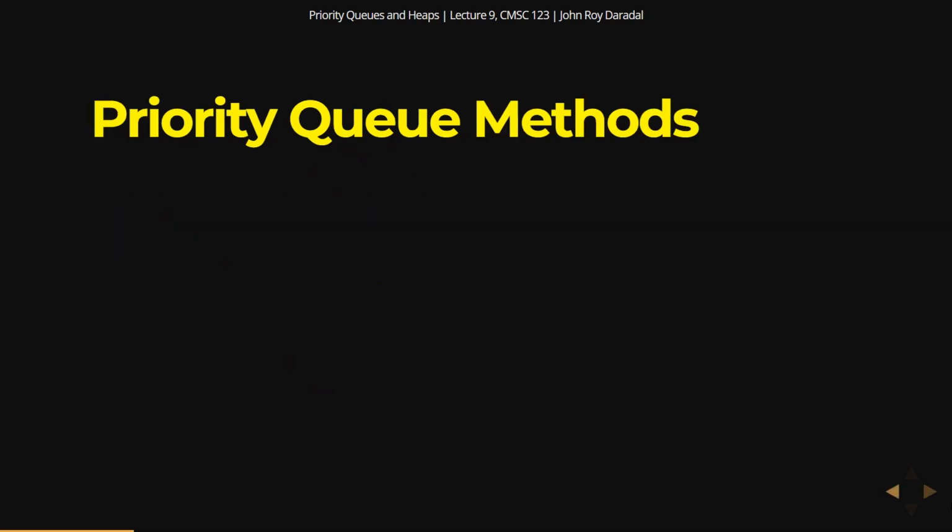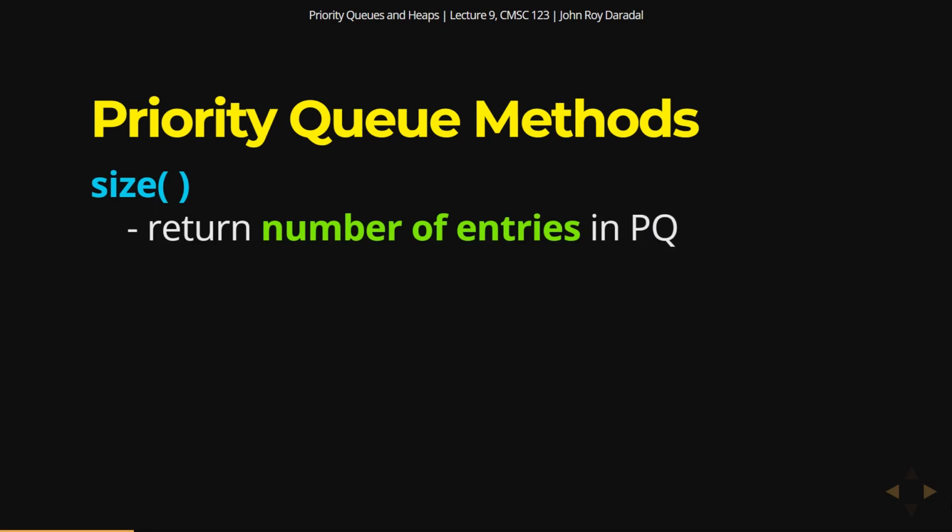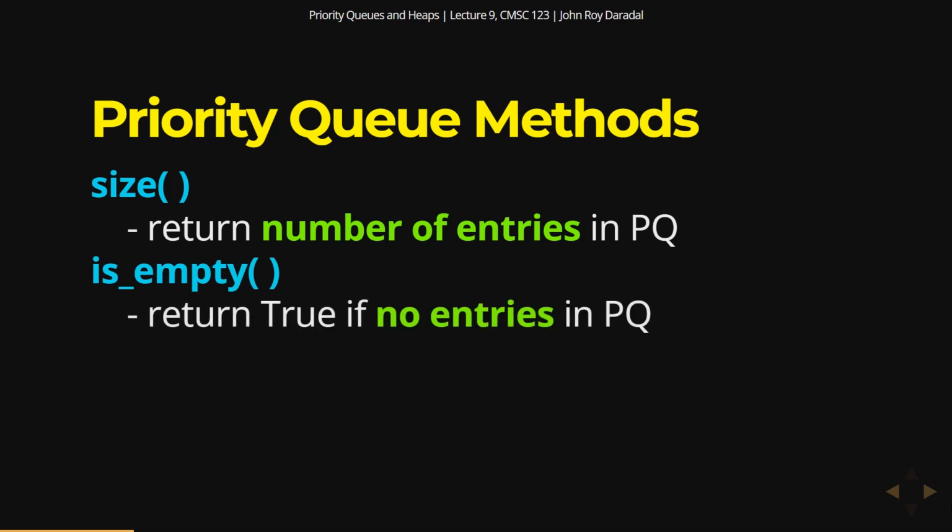So now let's look at the methods or the interface of the priority queue ADT. As usual, you have size and is empty. Size will return the number of entries in the priority queue, whereas is empty will return true if there are no entries in the priority queue. Okay, so this is pretty straightforward.